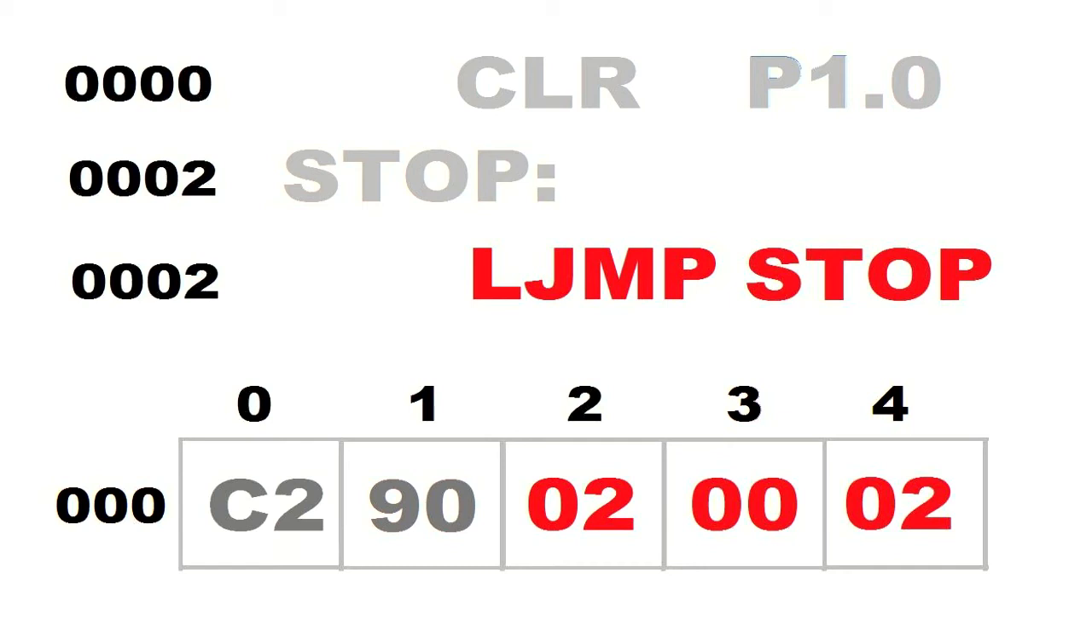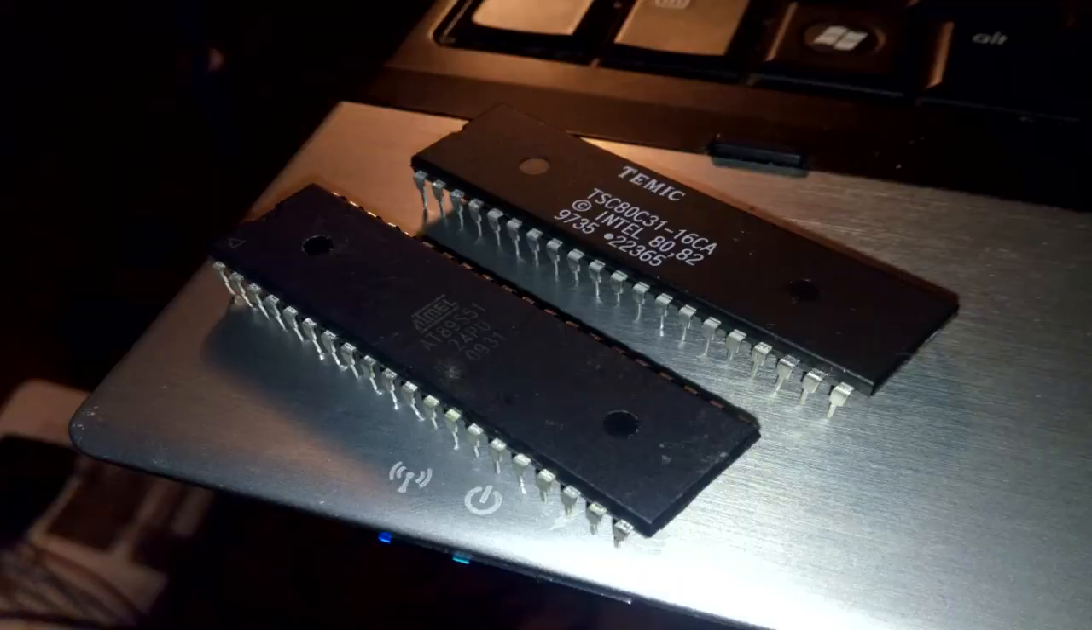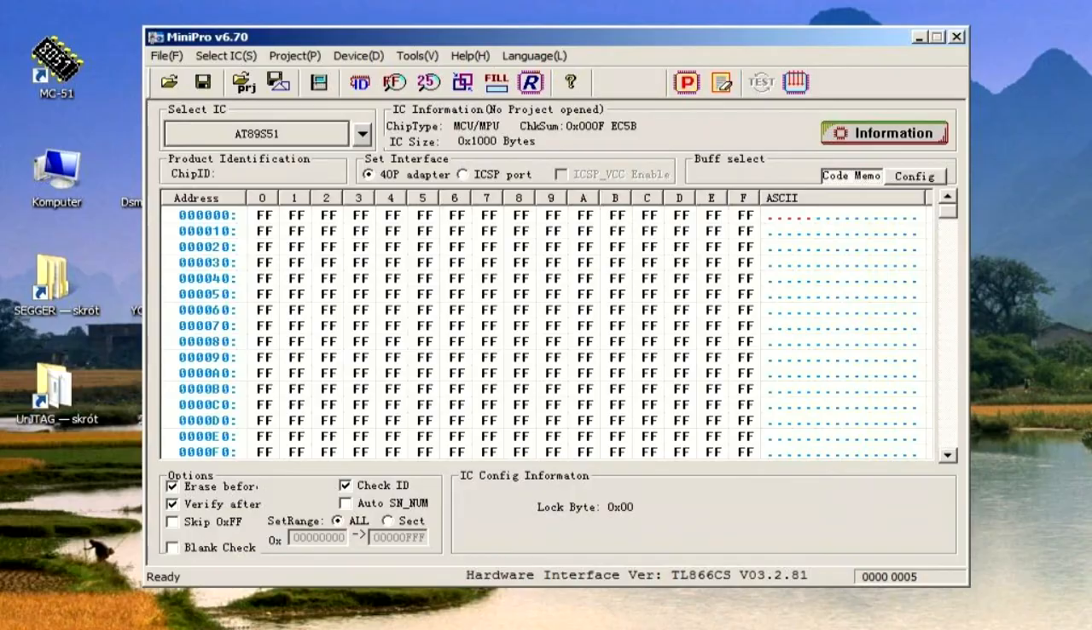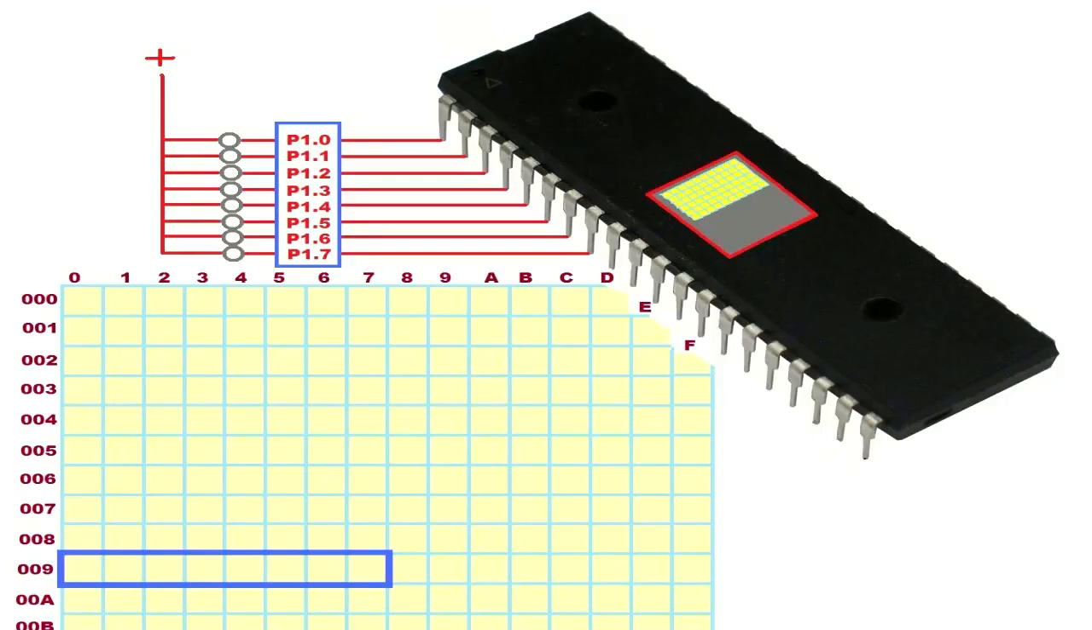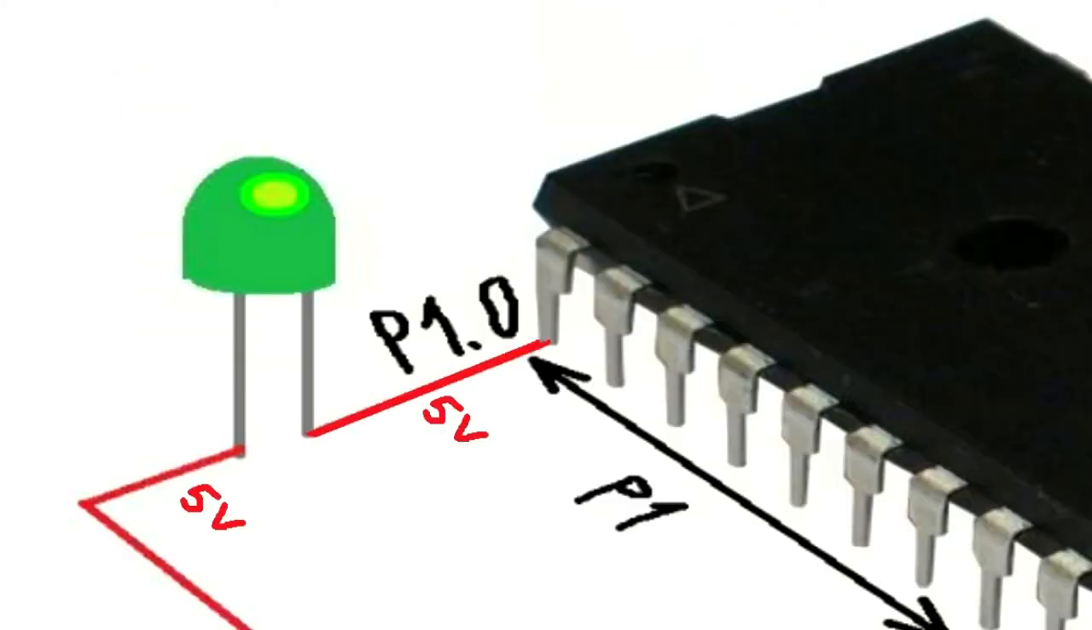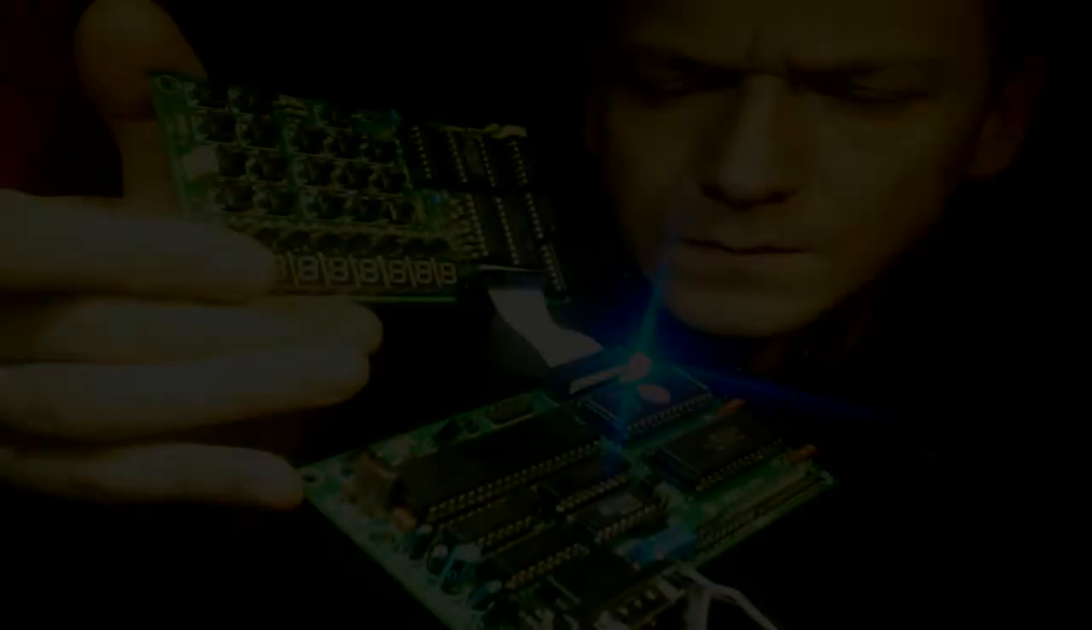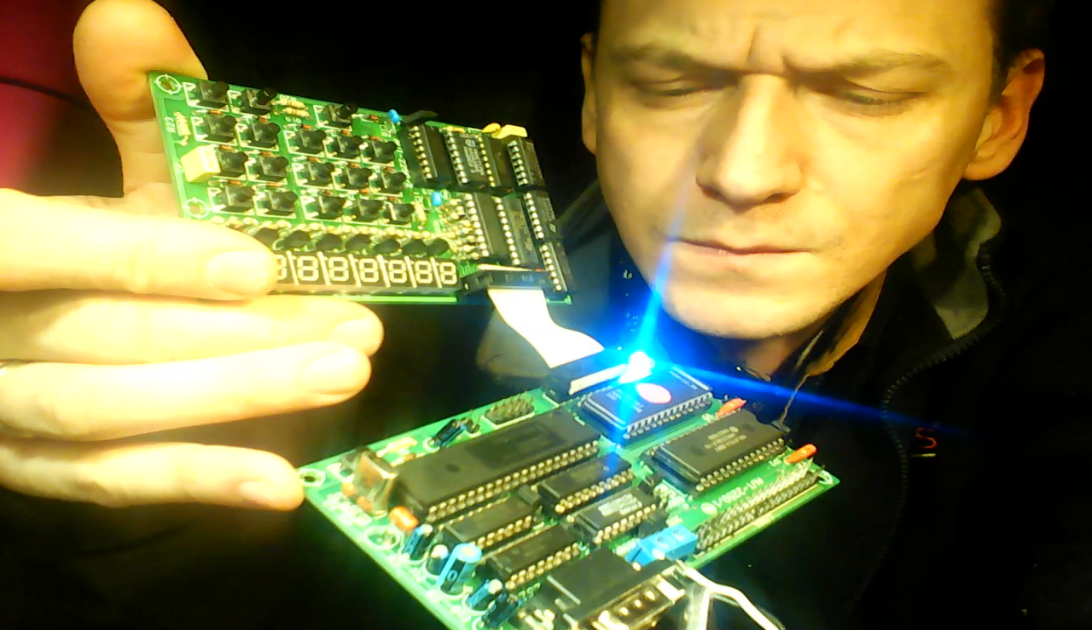Jump to address 0002. 02 is the jump order to address 0002. 0002 is the operand for the LJMP order, and these are the two bytes of the address that are located at 0003 and 0004. In this way, the green LED was lit using 5 bytes of data of the internal flash memory of the AT89S51 microcontroller. Is it simple?